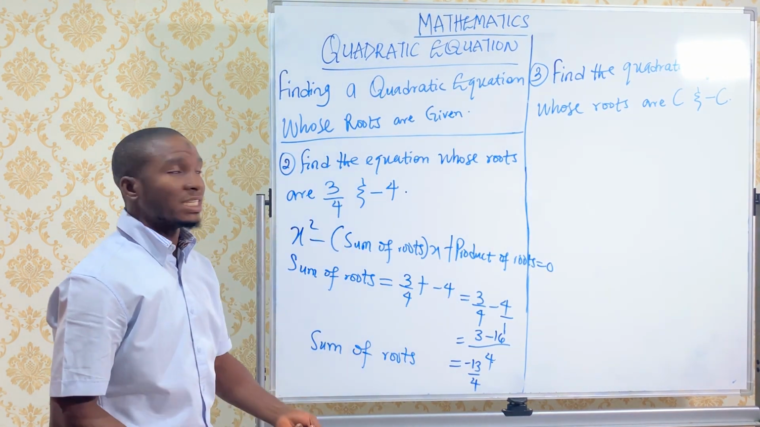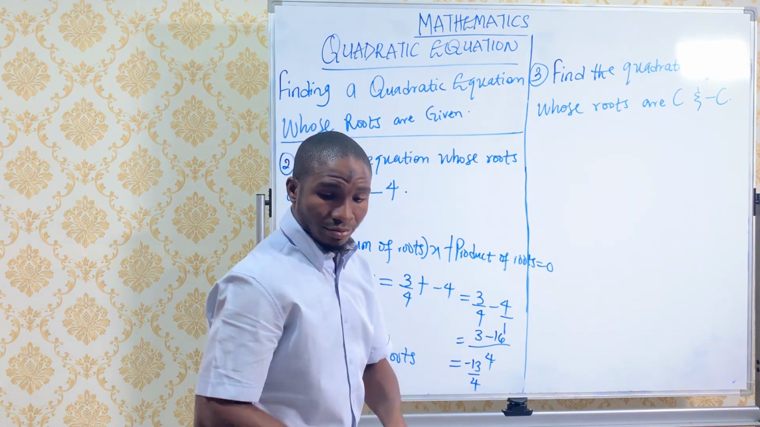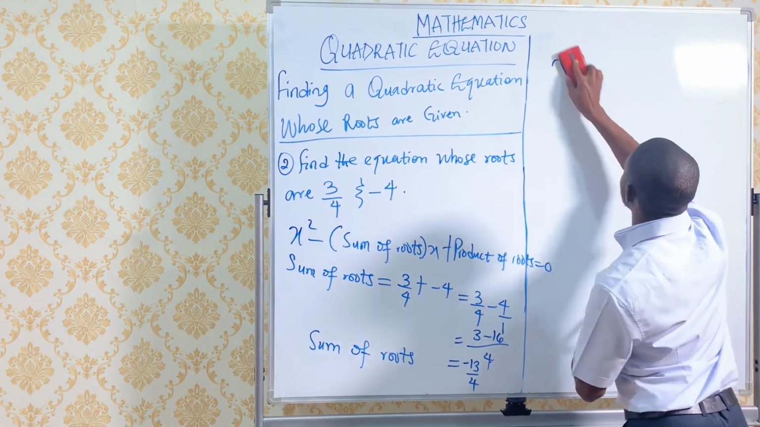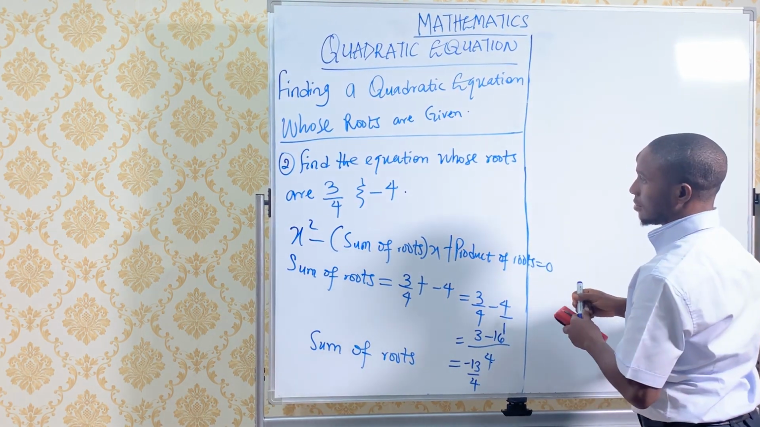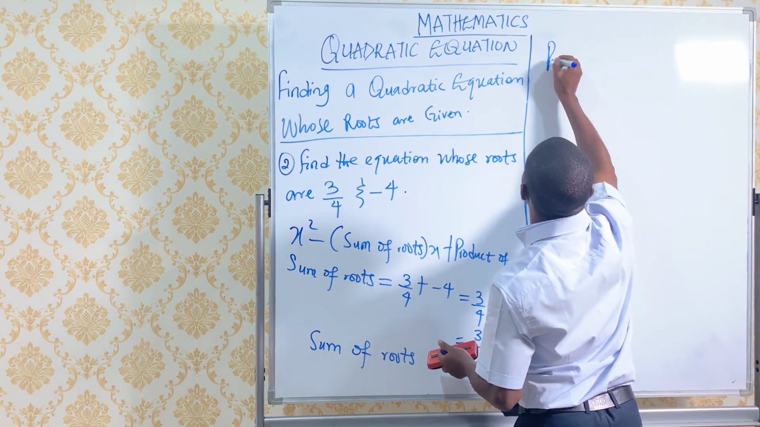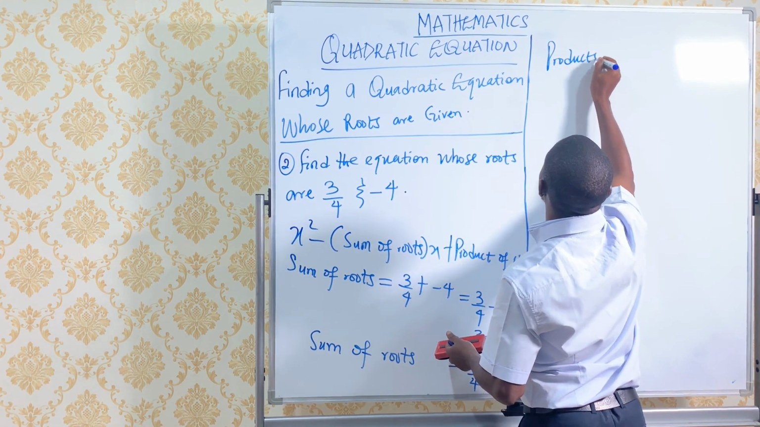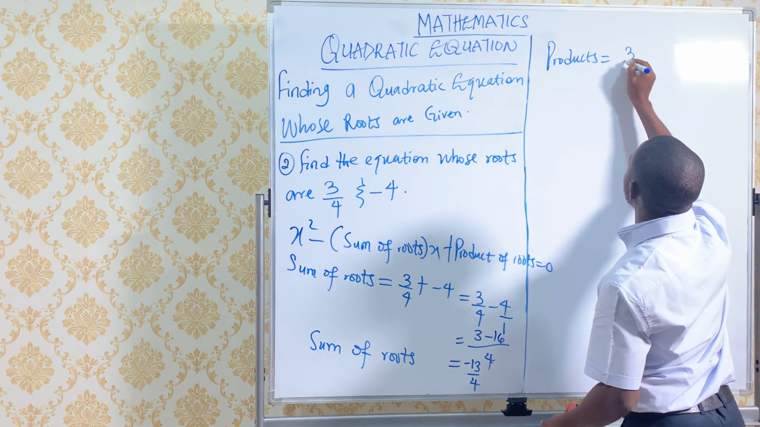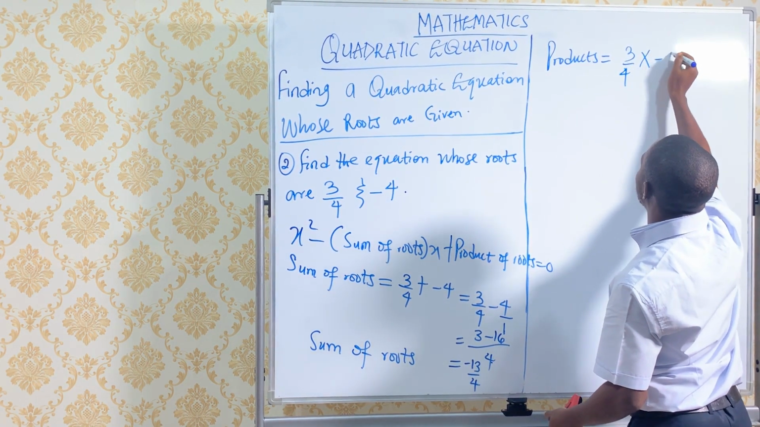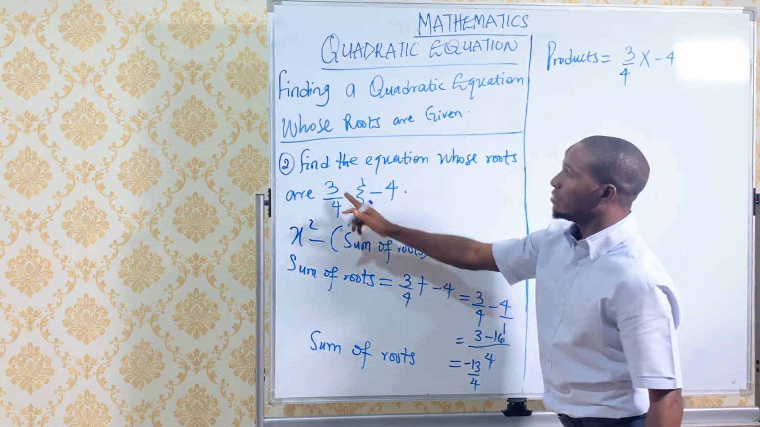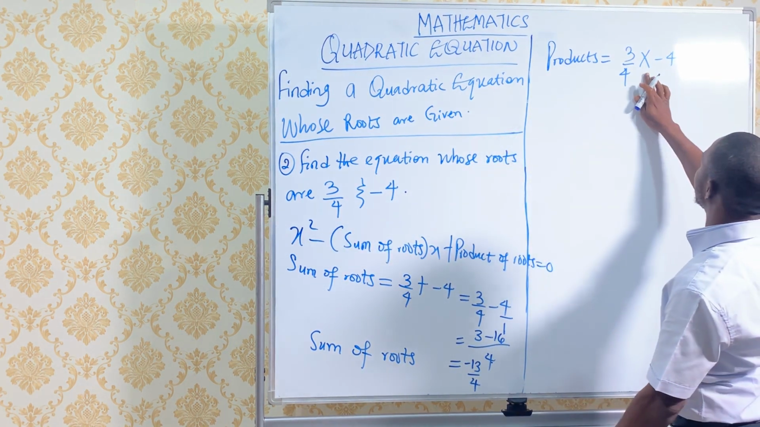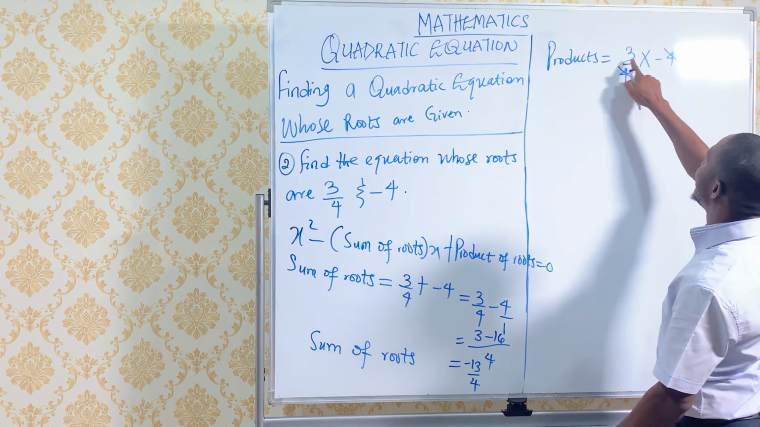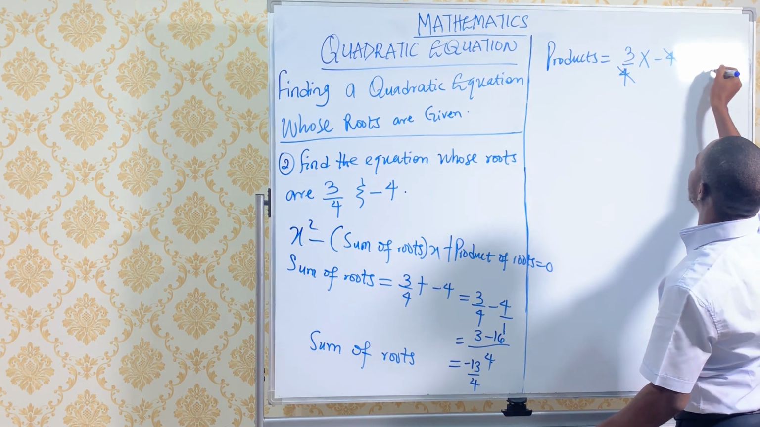And the next thing is for us to find the product of the roots. The product means multiplication. It is 3 over 4 times minus 4. The given roots are 3 over 4 and minus 4. This is the product. We cancel 4, so you are left with minus 1, and 1 times 3 gives us minus 3.